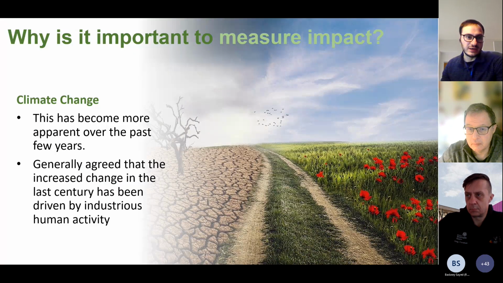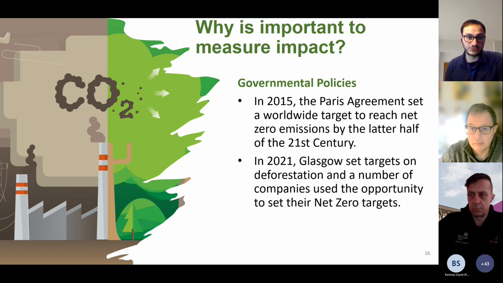Why is it important? As we slightly touched upon, being able to quantify the environmental impact is crucial in order to be able to identify the industrial processes and the impact they have on climate change. Generally, we have agreed that due to the industry's human activity, climate change is becoming more and more of an apparent issue over the years. So it's crucial to be able to quantify and create a benchmarking in order to understand what your company is doing and how it can align with governmental policies.